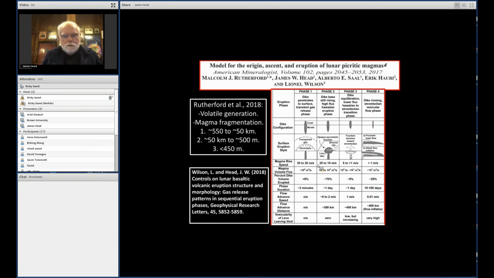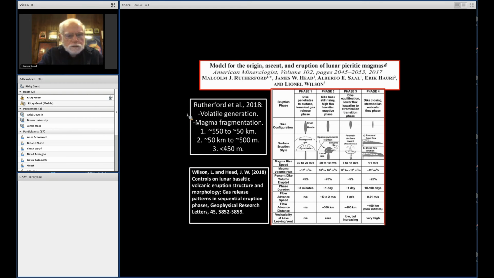So, of course, we've had a lot of progress, particularly with the work of Eric Hauri and Alberto Saal and their colleagues, and Mac Rutherford, in terms of how molten rock is rising, but most importantly, how the volatiles are operating in the context of the evolution of the emplacement of the material. So there's a really important paper by Mac, Alberto, and Eric and colleagues in American Mineralogist, which is a model for the origin, ascent, and eruption of basaltic magmas, particularly the picritic magmas. What this does, as you can see on this box here, is talk about volatile generation as a function of depth. Okay, from 550 to 50 kilometers, from 50 kilometers to 500 meters, and less than 450 meters. There's real major differences there, okay?